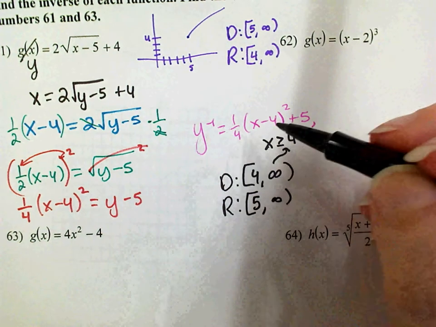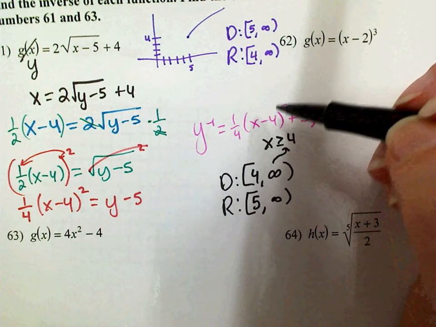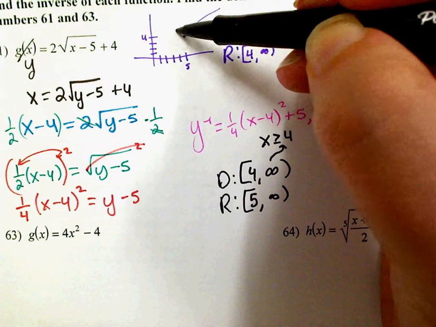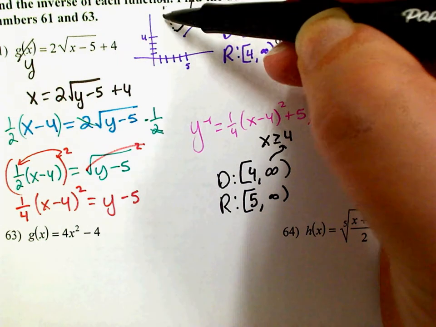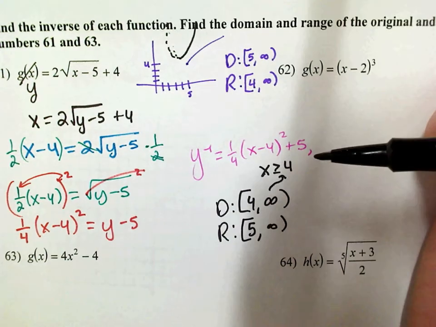Now if you sketch this, it's a parabola shifted to the right 4 and up 5. So right 4, up 5 puts me right here, and it looks like this. And then the other side would be on over there. But it makes sense that that can't be the reflection. So it's just this half. Okay?